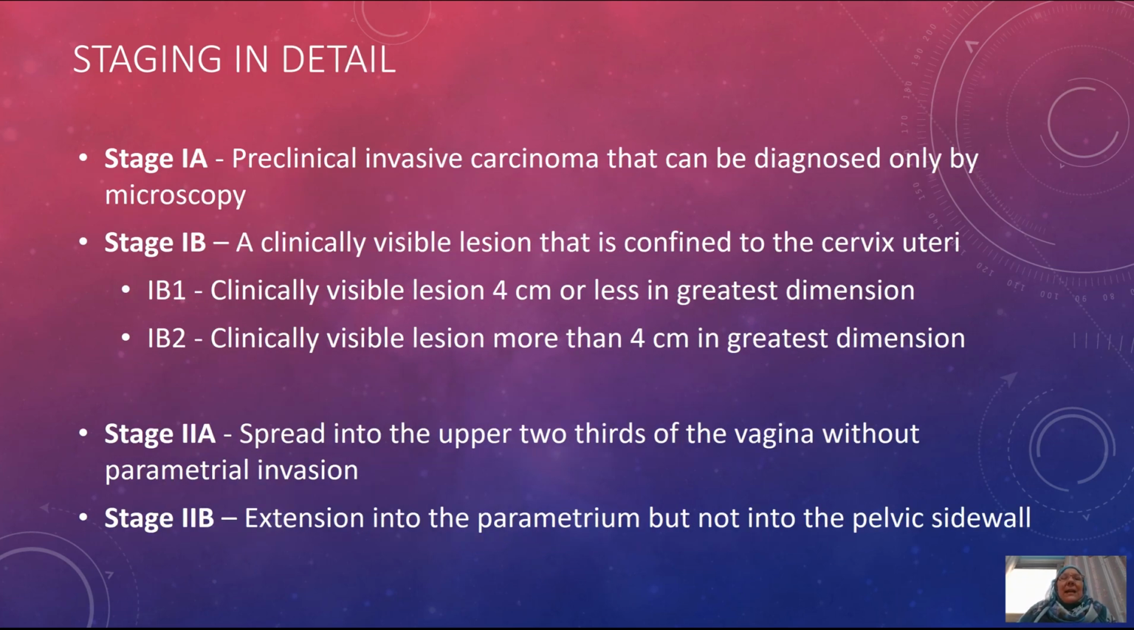If we look into detail, stage 1A1 is actually a preclinical diagnosis, where you cannot actually see the lesion. Stage 1B, you can see the lesion. Stage 1B1, it's less than 4 centimeters, and stage 1B2, it's more than 4 centimeters. Stage 2A means that the spread goes into the upper 2/3 of the vagina without parametrial invasion, and stage 2B, you find parametrial invasion but not reaching the pelvic side wall.